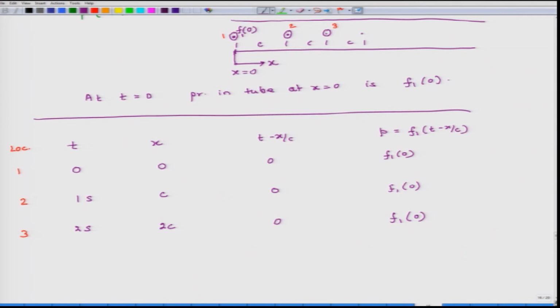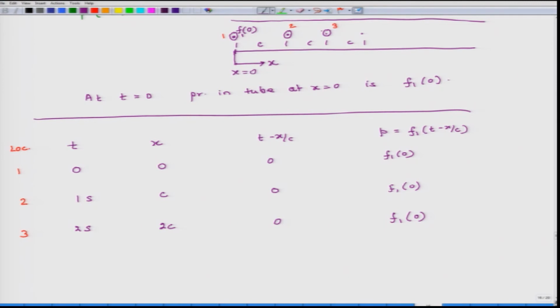What this tells us is that if there was some sound present at time t equal to 0 at origin, and its value was f1 0, the same sound travels to location 2, which is at a distance c away from location 1, after 1 second, and the same sound travels to location 3 at time 2 seconds, and location 3 is 2c distance away from the origin. This sound signal, which was initially at origin location 1, travels to location 2 after 1 second, and what is its speed? The distance is c, the time is 1, so its speed is c meters per second, and it travels to location 3 after 2 seconds, and again the speed is c meters per second.